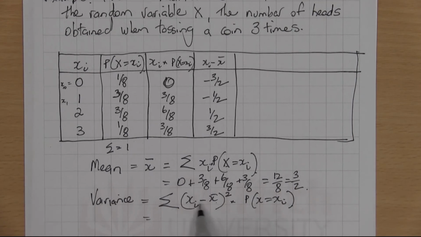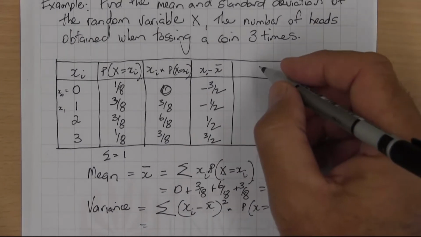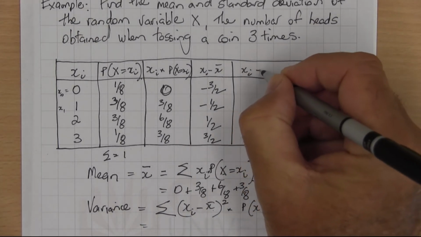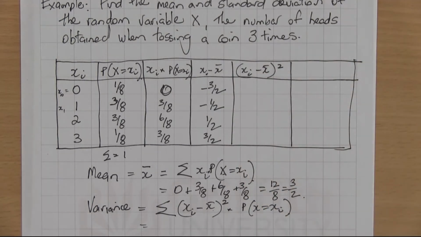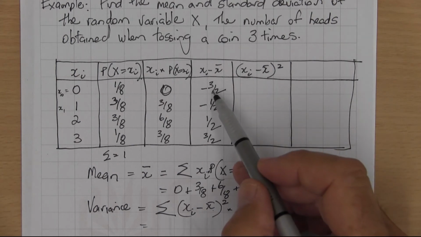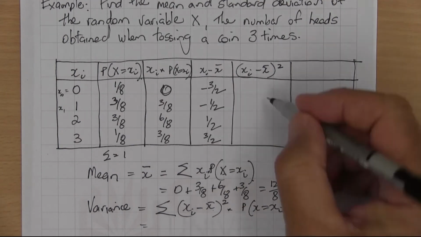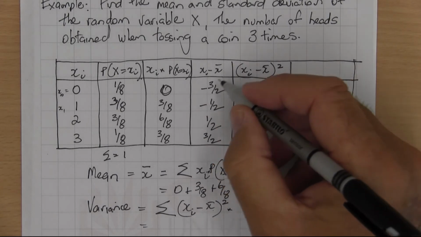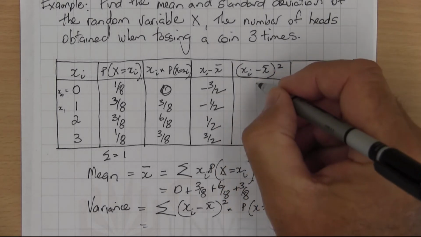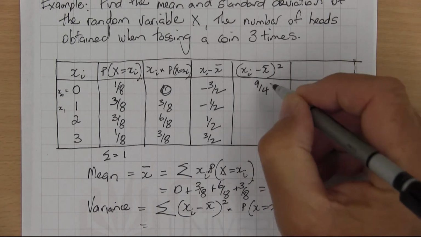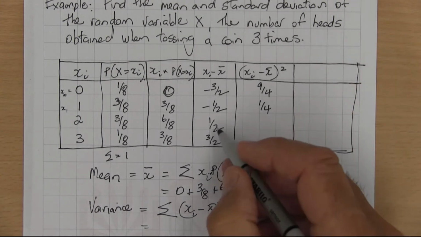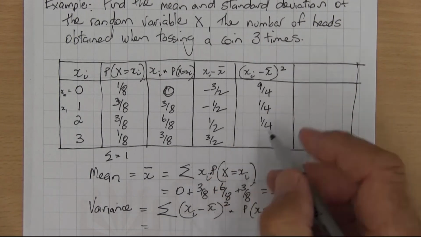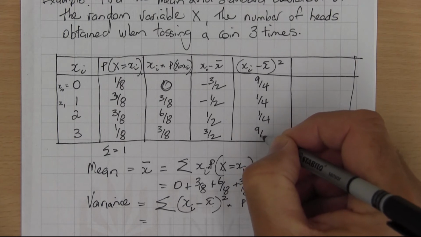Our formula down here for variance means we've got to square this one here. So that's our next column, xi minus x bar squared. So all we've got to do here is square the values that are in here. When we square a negative, we're going to get a positive. Square the numerator, square the denominator, so we get 9 on 4, 1 on 4, 1 on 4, and 9 on 4.